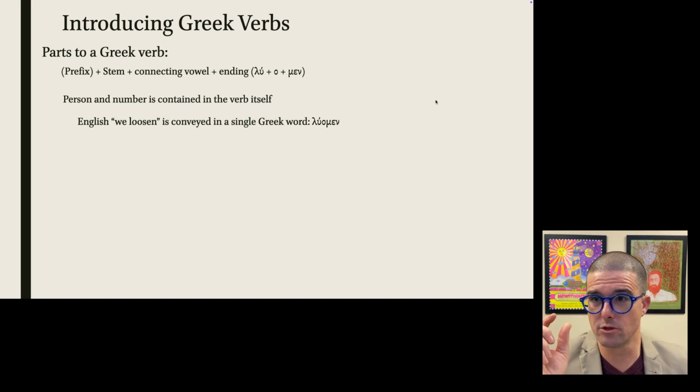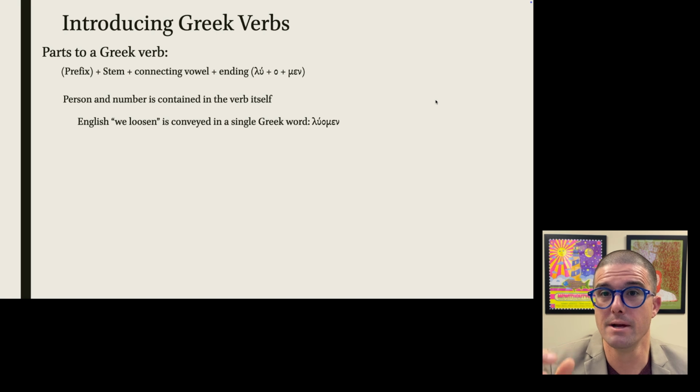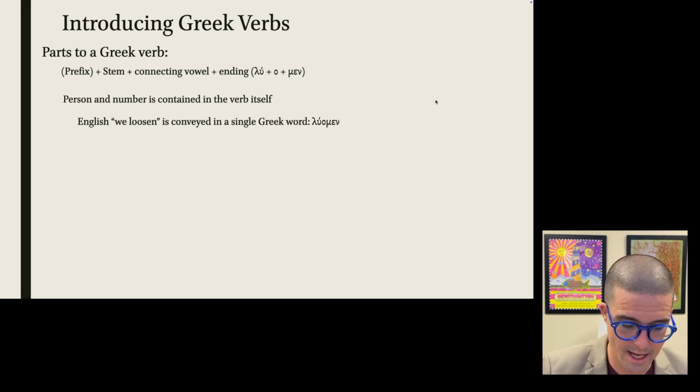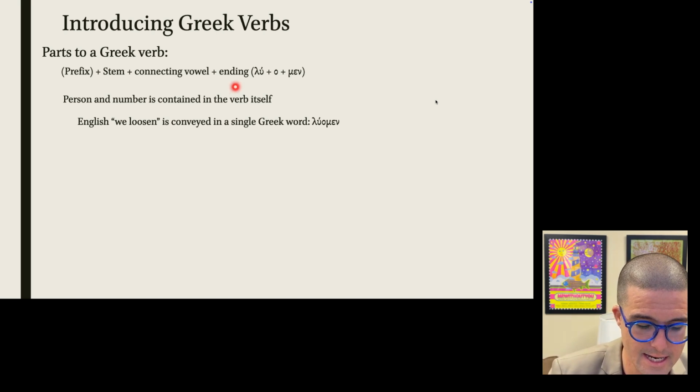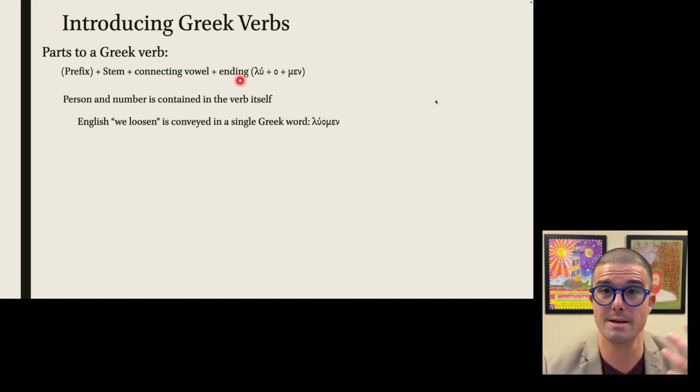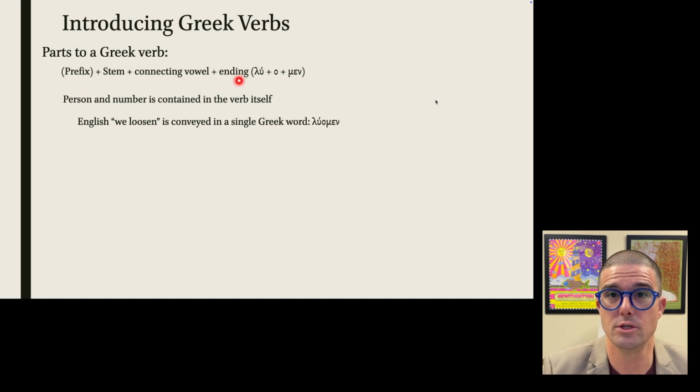So the stem is the basic part of the verb that is then followed by a connecting vowel, usually epsilon or omicron. These are the two most common connecting vowels, and then an ending added on. And so it is really in the ending and in the prefix where information about the verb is embedded. So this is the way that the verb is inflected to change. So person and number especially are going to be contained in the ending.